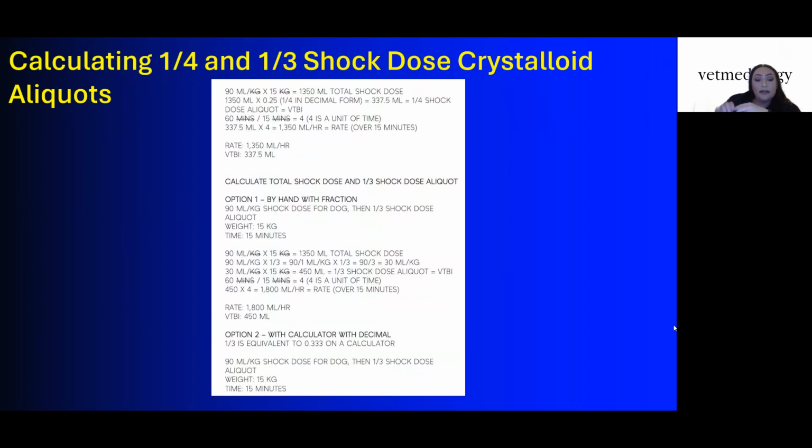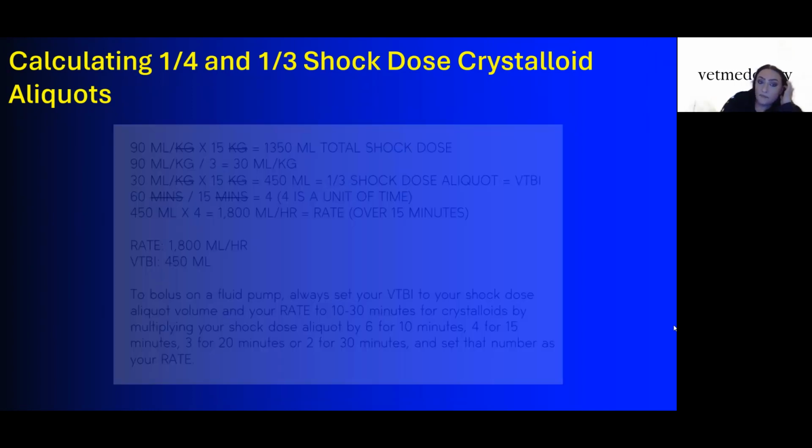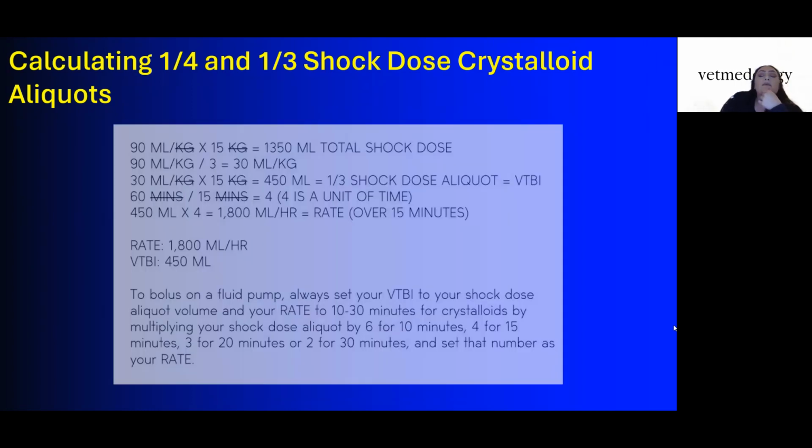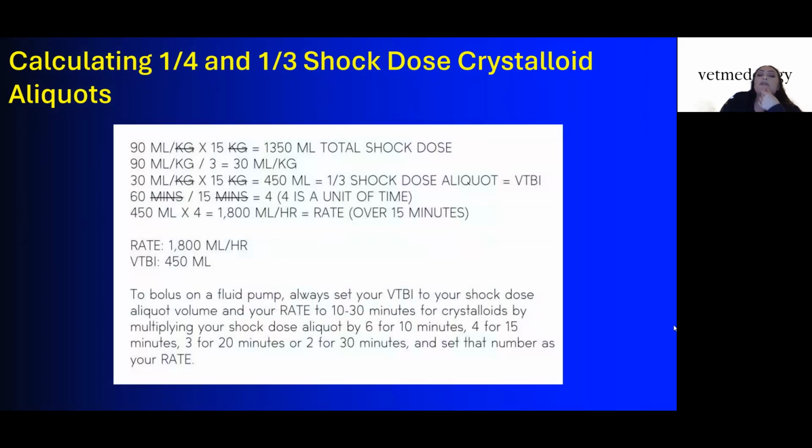90 mils per kg is the shock dose again, 15 kgs over 15 minutes. So 90 mils per kg times 15 kilograms equals the 1350 mil total shock dose. And then 90 mils per kg divided by 3 equals 30 mils per kg. 30 mils per kg times 15 kilograms equals 450 mils, which is our third shock dose aliquot and our VTBI.